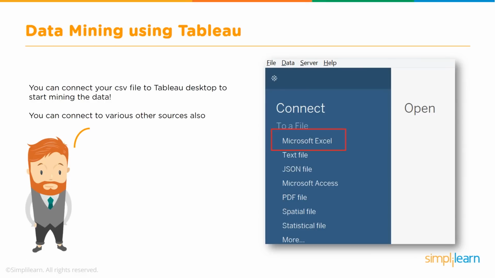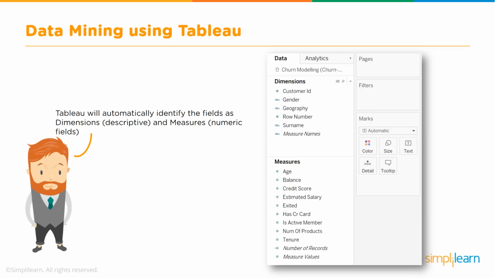Say your data is in some Excel sheet, so you can select the source as Microsoft Excel or any other format, and the data will be brought into the Tableau environment, and then it will show you what is known as dimensions and measures. So dimensions are all the descriptive columns.